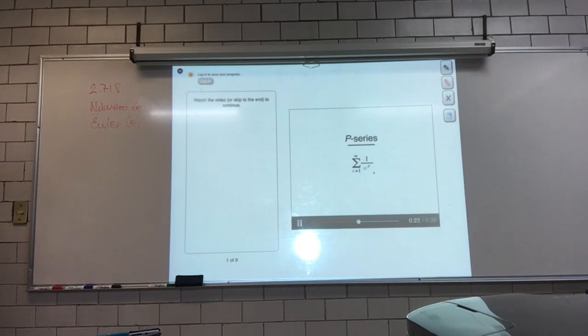Let's see an example when p equals 1. It's the harmonic series. The sum from n equals 1 to infinity of 1 over n, which you can also write as 1 over 1 plus 1 over 2 plus 1 over 3 plus 1 over 4 plus 1 over 5, and so on. Does the harmonic series converge or diverge?